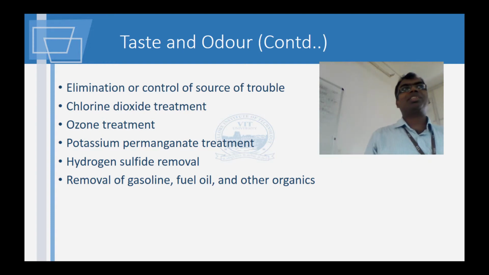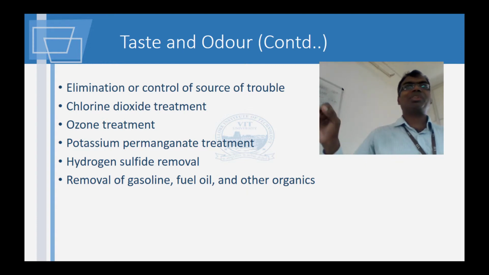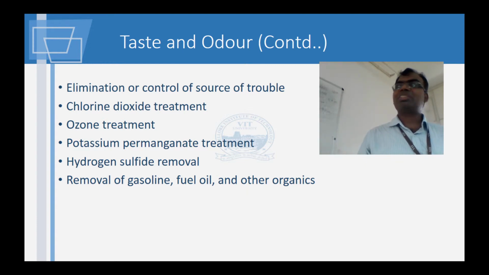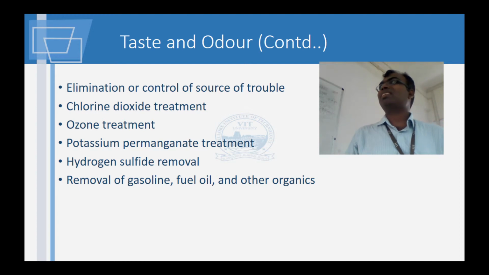Potassium permanganate is a very strong oxidizing agent, and coincidentally, it is also a very good sterilizing agent for drinking water. And chlorine dioxide, right? So organic material, gasoline is petrol actually.